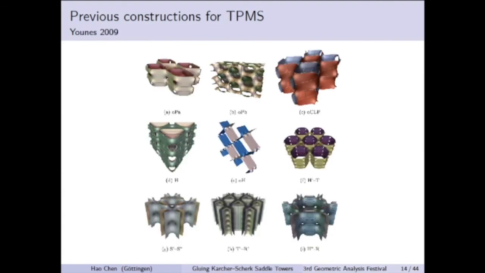In 2009, Ramy Younes, a student of Traizet, glued saddle towers into TPMs, but assumed again that the surfaces admit a horizontal reflection plane. In fact, we already knew many TPMs that deform to saddle tower limits. So we see here some examples in the picture. They all admit horizontal reflection planes.